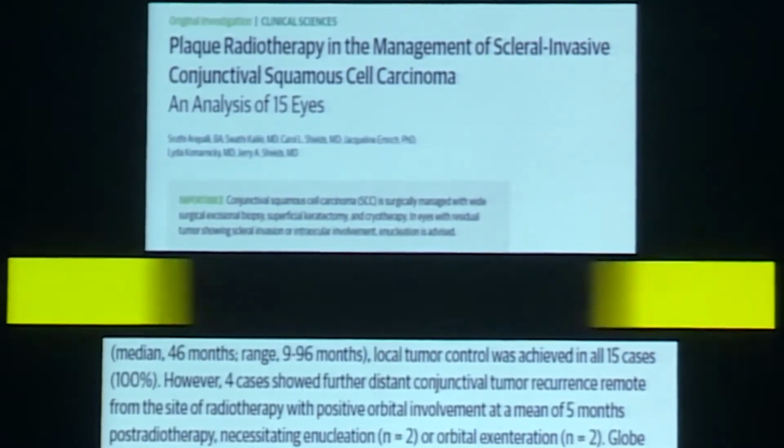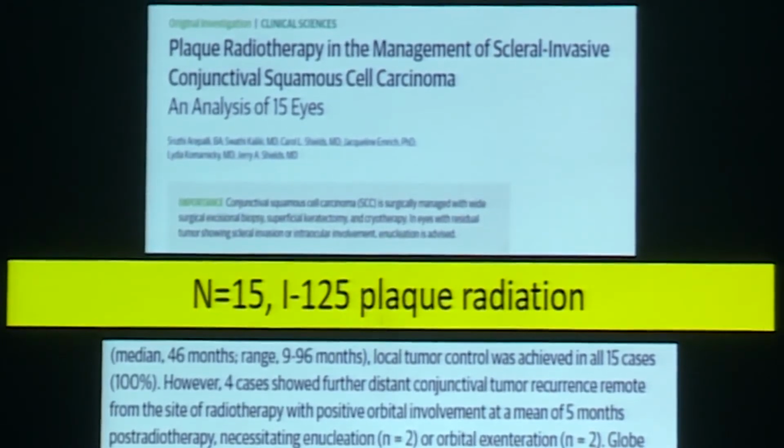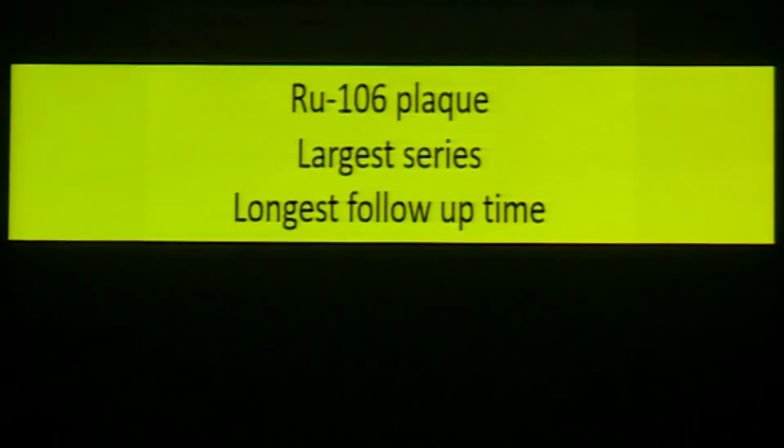From Wills Eye Institute, they used iodine-125 plaque radiation, and this case series was only of 15 patients. Because of the gamma radiation of iodine plaque brachytherapy, most patients ended up with a multitude of complications including cataract, iris telangiectasia, corneal epithelial defect, corneal edema and glaucoma. Further, 4 patients underwent enucleation or exenteration. In comparison, our results are much better.